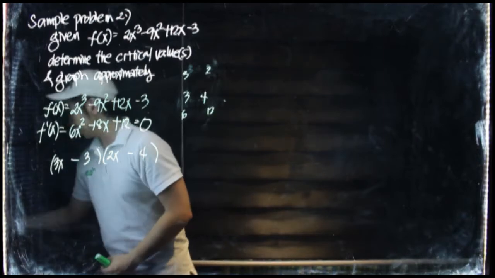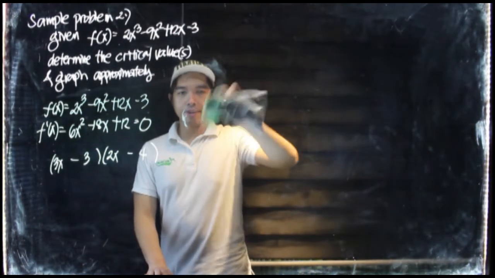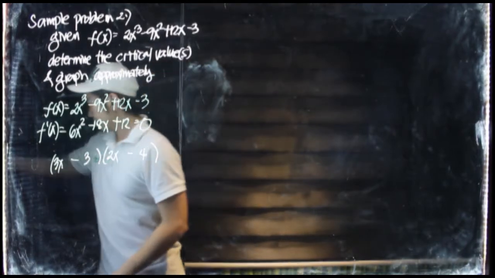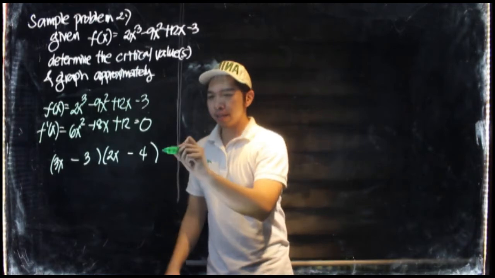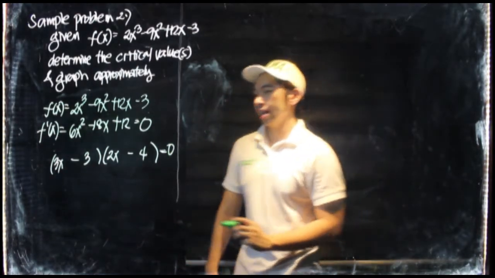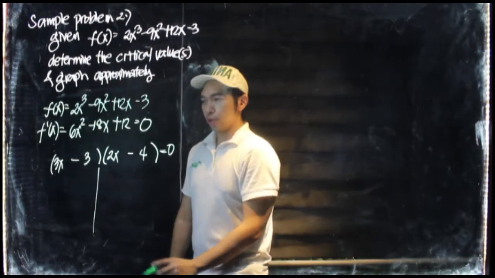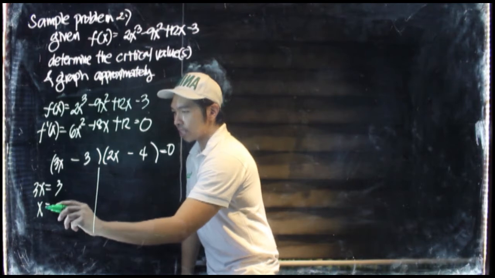So we now have properly factored this out. Then let's equate that to 0, and we're going to have two critical values for this. We can divide this by 2, so we have here 3x is equal to 3. So the value of x is equal to 1.